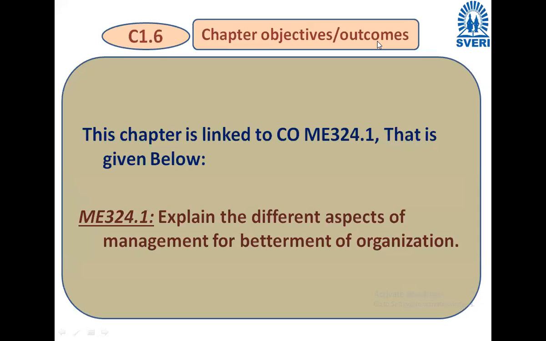Now this particular chapter is linked to CO number ME324.1. ME stands for Mechanical Engineering, third year, second semester, fourth subject, CO number 1. What is that? Explain the different aspects of management for the betterment of organization. After learning this particular unit, you will be able to explain different aspects of management for the betterment of organization. Whatever things you need for the good of the organization, you will be able to explain.